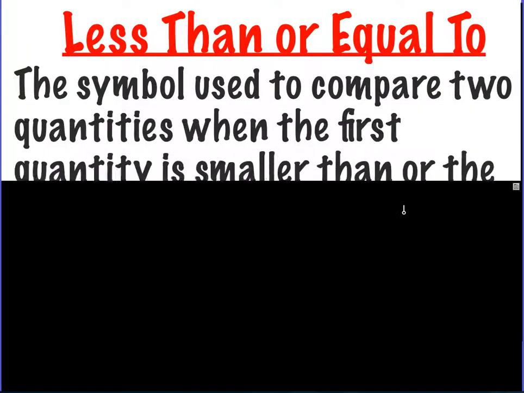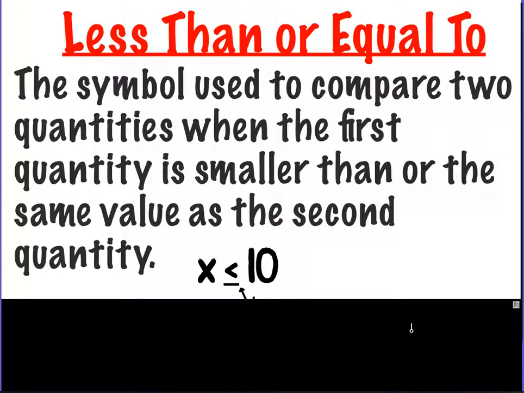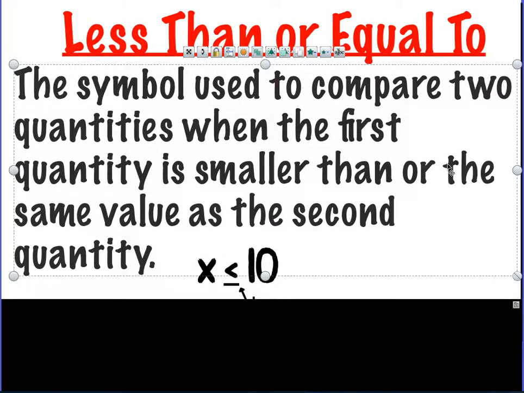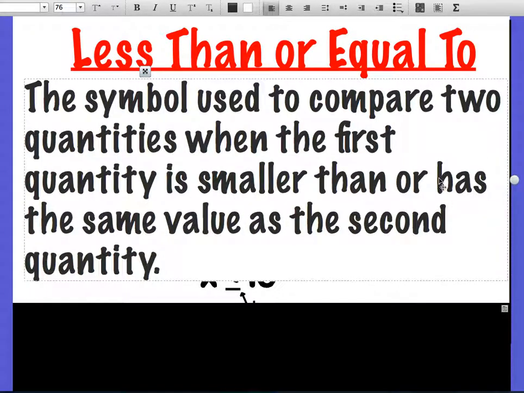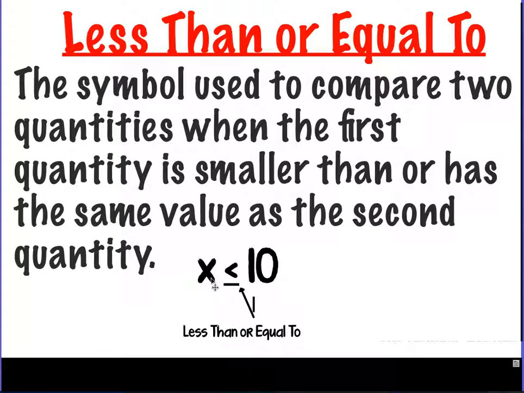And then less than or equal to is a symbol used to compare two quantities when the first quantity is smaller than or has the same value as the second quantity. So in this case, x could be less than or equal to 10. This line underneath the symbol tells us that it could be or equal to. So the less than symbol is still the same. The line written underneath is the or equal to part.